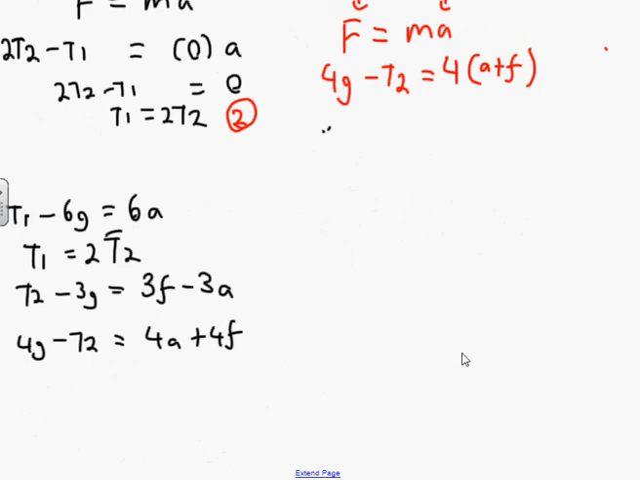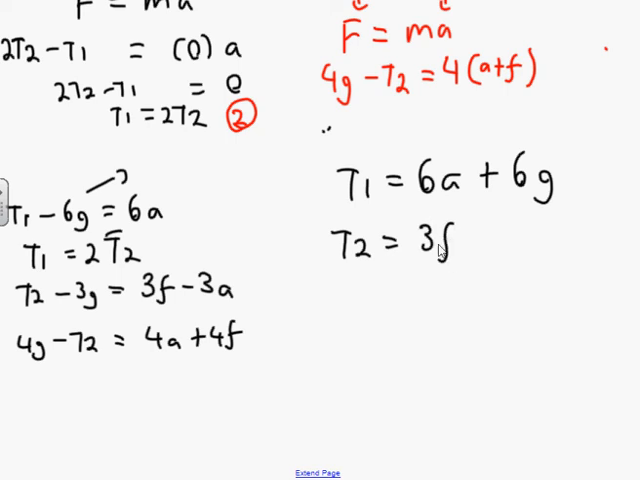What it doesn't want whatsoever is T1s and T2s, does it? It doesn't want them at all. So we're going to have to find a way to get rid of them. Okay? So what I'm going to do here is get T1 on its own. There's so many ways of doing this, so many different routes you can take to get this question out. Okay, and then T2 is 3F minus 3A plus 3G.